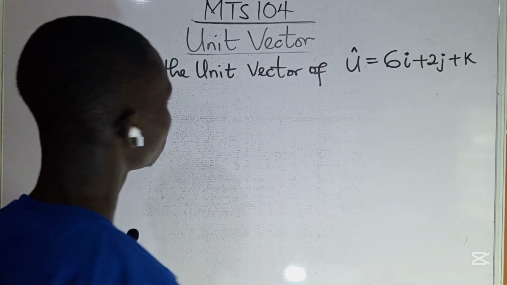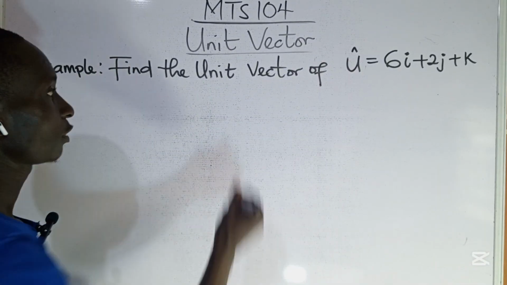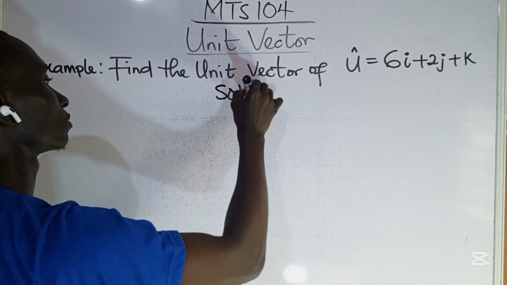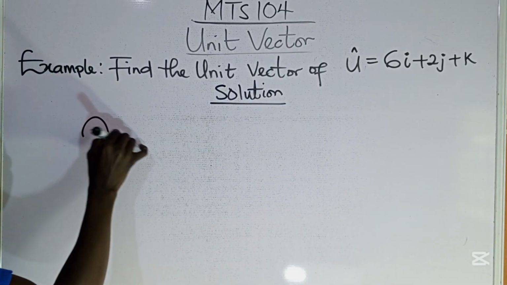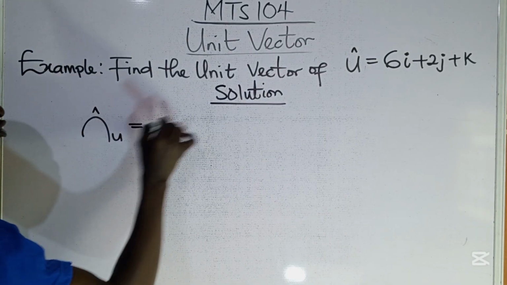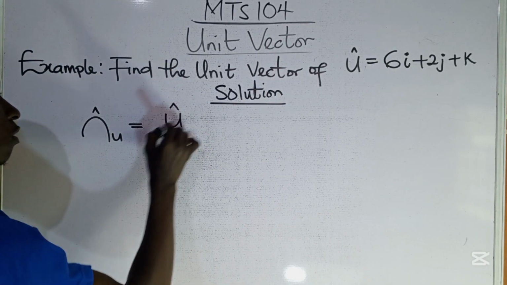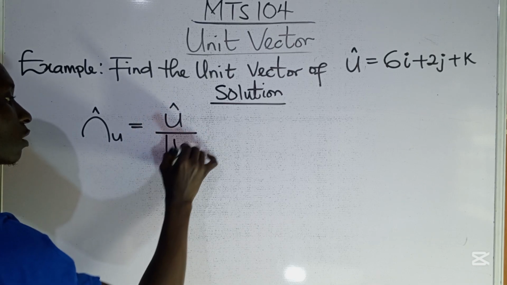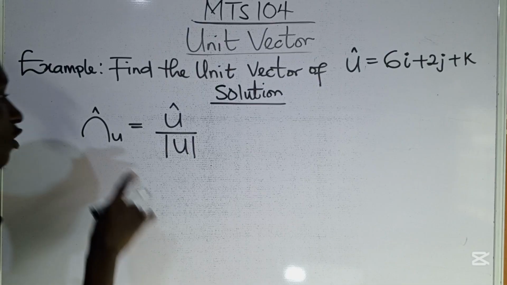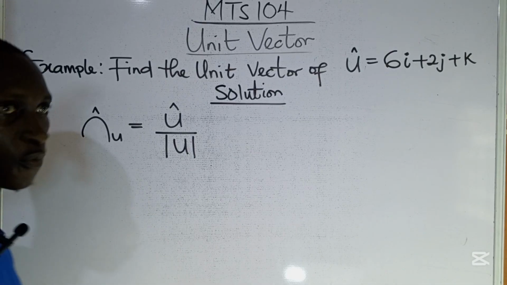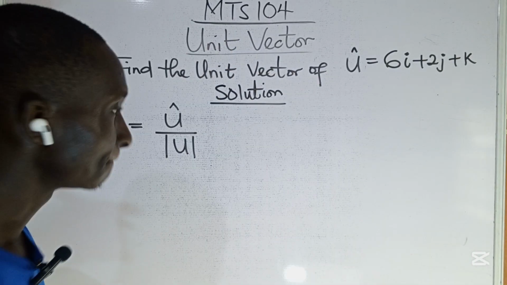The question says find the unit vector of u. Now what do we have to do? Solution. Don't forget that the unit vector of u is equal to vector u over its magnitude. Now that means to find the unit vector of u, we have to obtain the magnitude first.